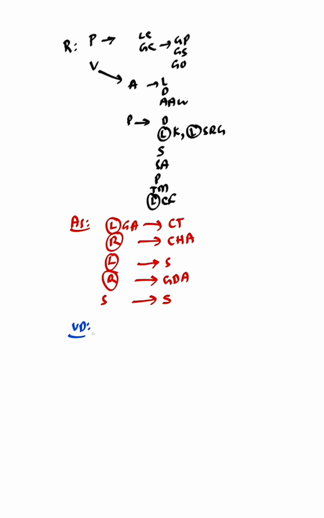Venous drainage. Left gastric vein and right gastric vein drain into the portal vein. Left gastroepiploic vein and short gastric veins drain into the splenic vein. Right gastroepiploic vein drains into the superior mesenteric vein.